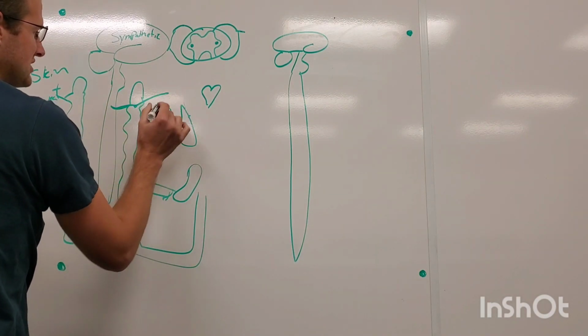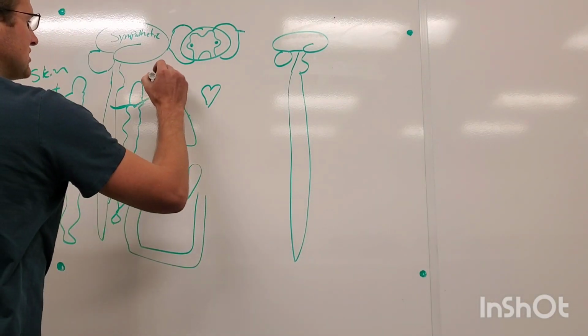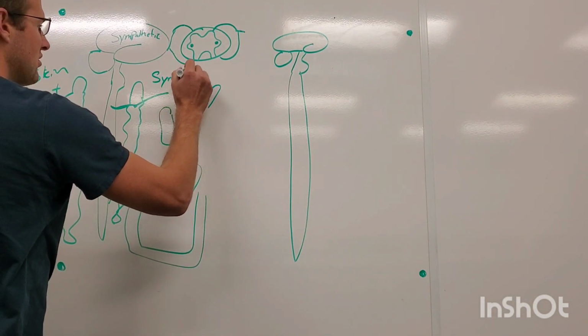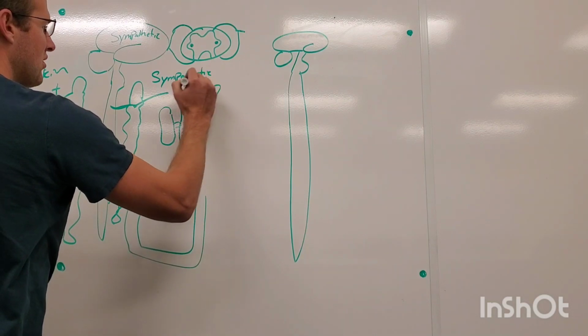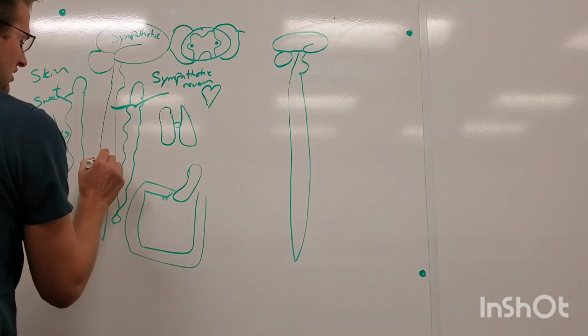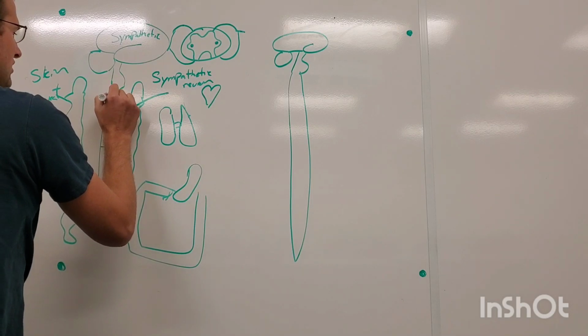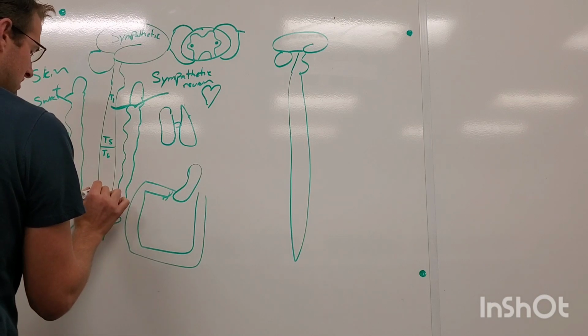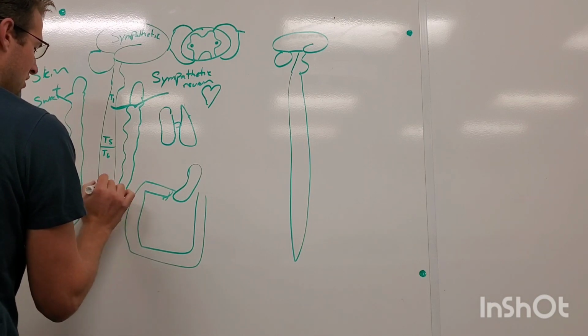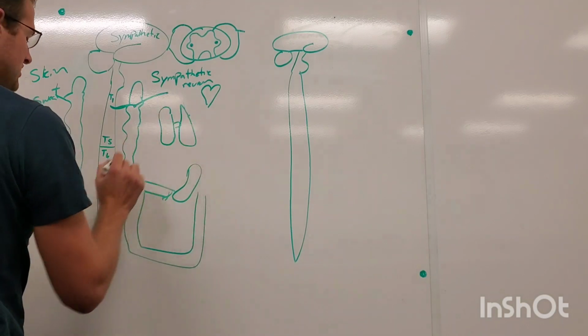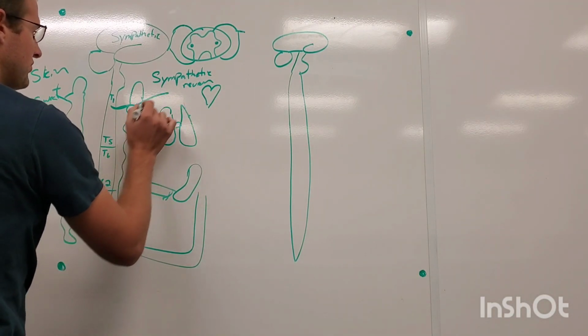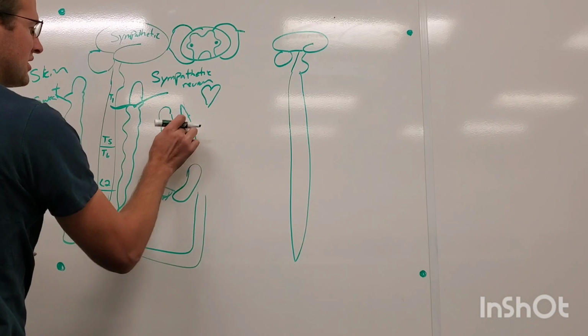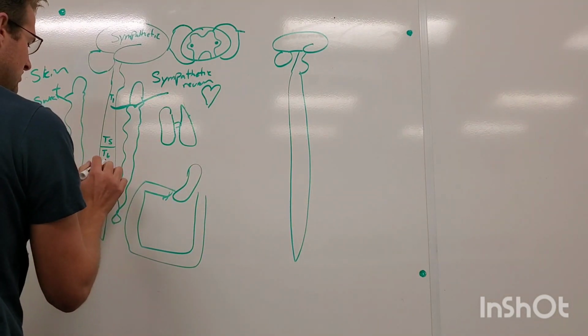And if it goes up into the thoracic cavity, so that's going to be your heart or your lungs, it's going to be a sympathetic neuron. And this is from T1 to T5, T6. Down to L2 is going to be sympathetic. So it will innervate the thoracic cavity, the lungs and the heart.